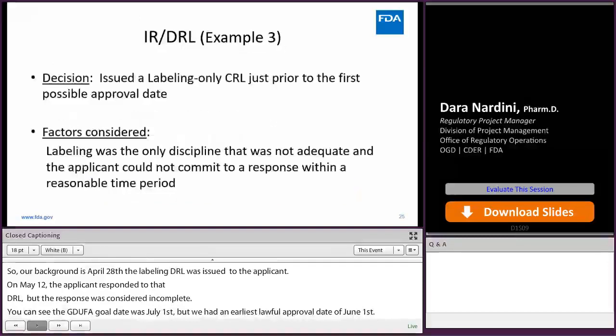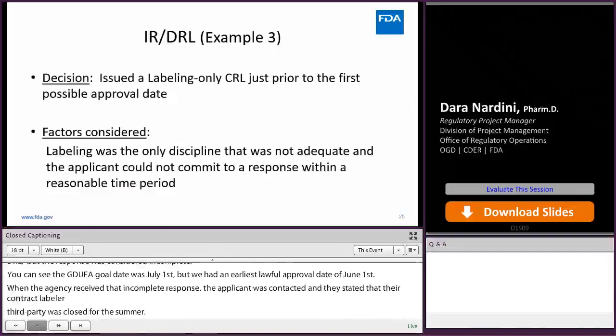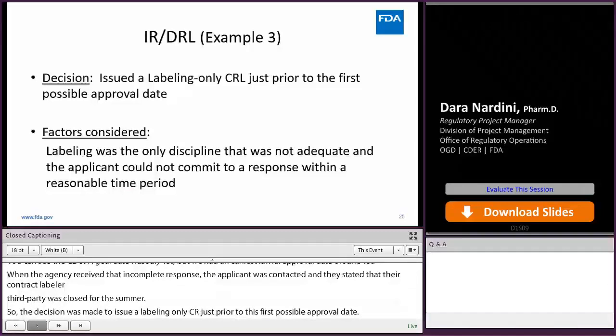So the decision was made to issue a labeling only CR just prior to this first possible approval date. Some of the factors that we considered are that labeling was the only discipline that was not adequate, and the applicant could not commit to a response within a reasonable time period.